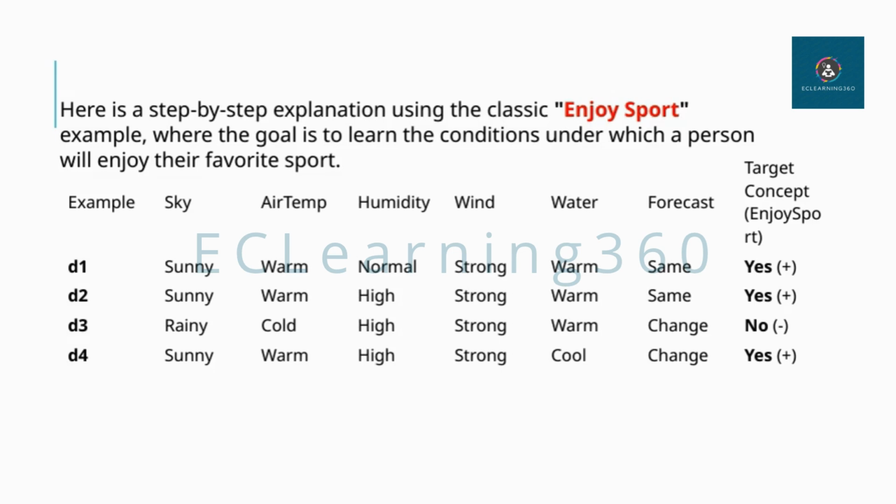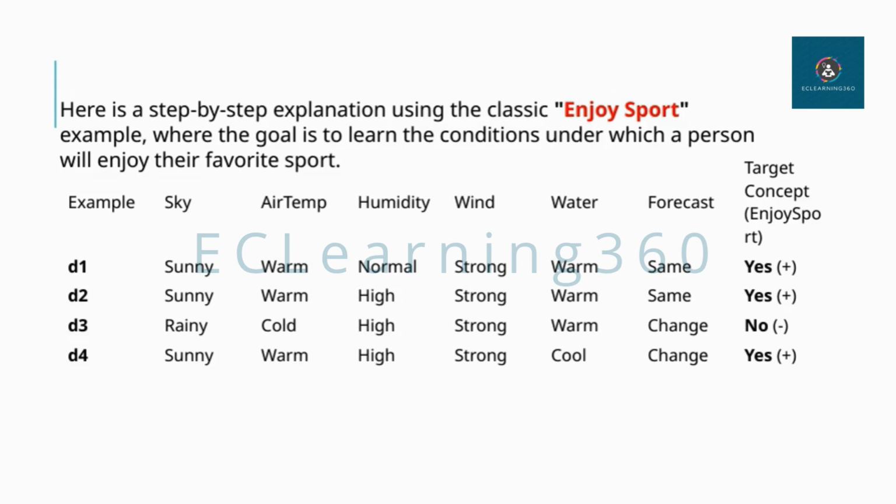Each row represents a different scenario with various weather conditions and the corresponding outcome, whether the person enjoys the sport or not. For instance, look at the first example where the sky is sunny, the air temperature is warm, humidity is normal, wind is strong, and water is warm. In this case, the forecast is same, meaning conditions haven't changed, and the target concept is yes, indicating enjoyment.